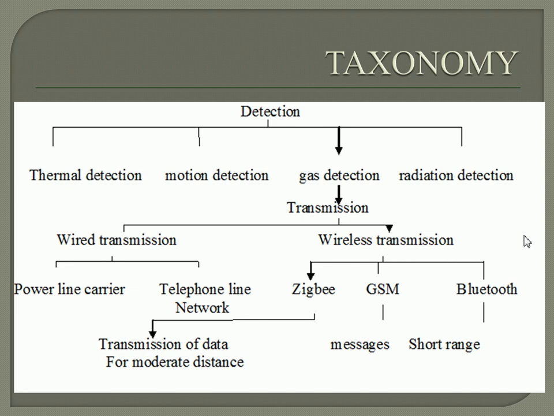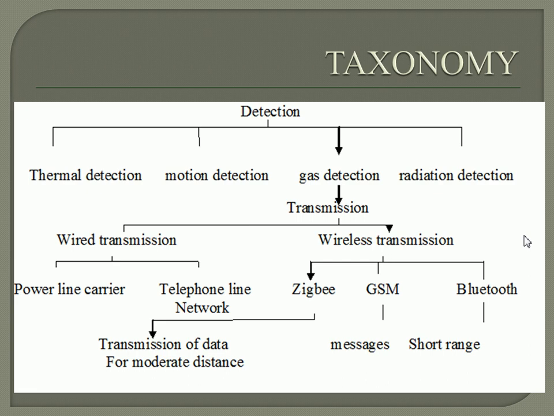Here is the taxonomy. In this we have many kinds of detection. We can use different kinds of sensors to detect different kinds of objects. If we are using it in a factory, we will use thermal detection. If you want to find live objects, we will use a motion detector sensor. And here we are using a gas detector sensor.